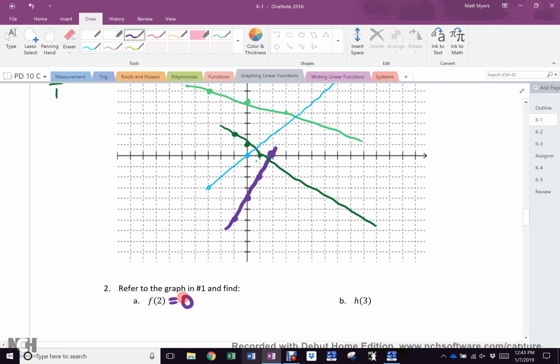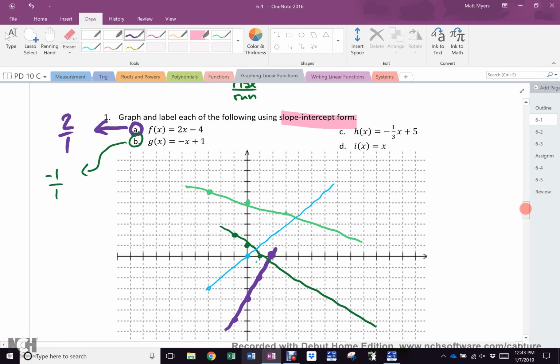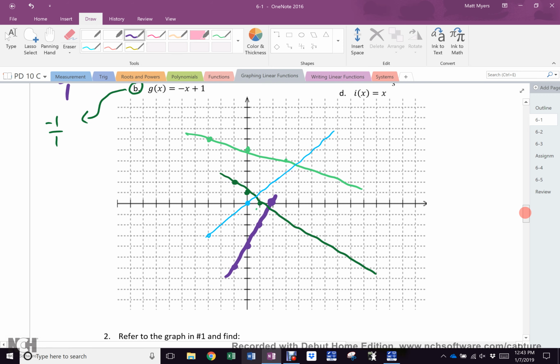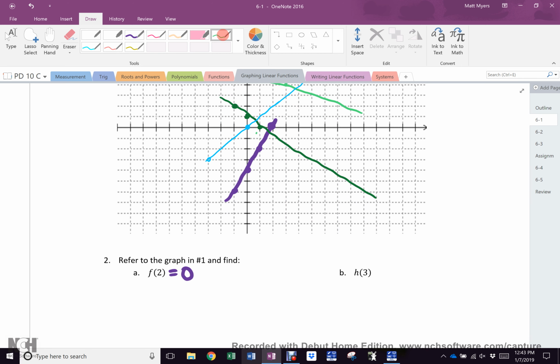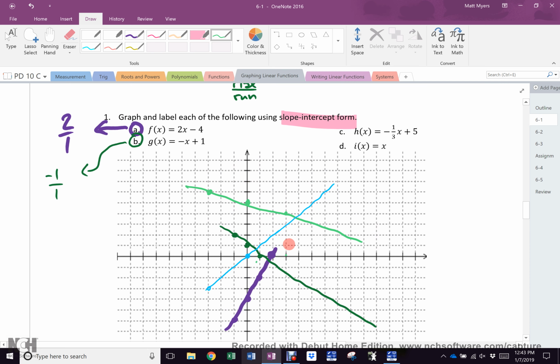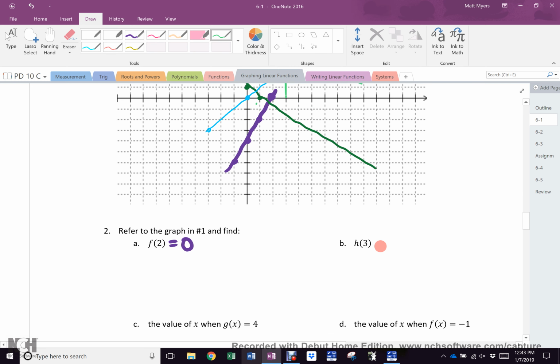0. Excellent. What color is the H function? The light green one. Is that an X or a Y value? X value. 1, 2, 3. There is 3. I need the Y value that corresponds with that. What is it? 4. Lovely.